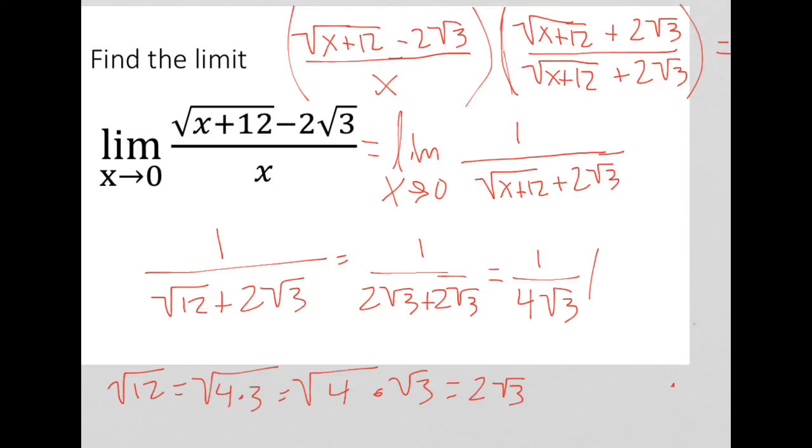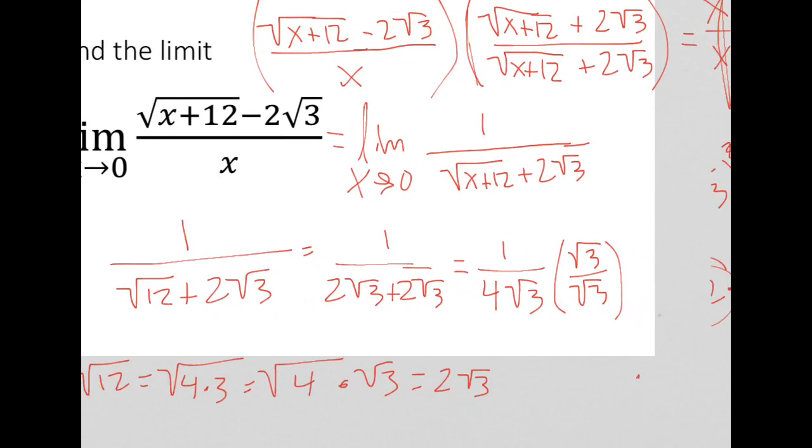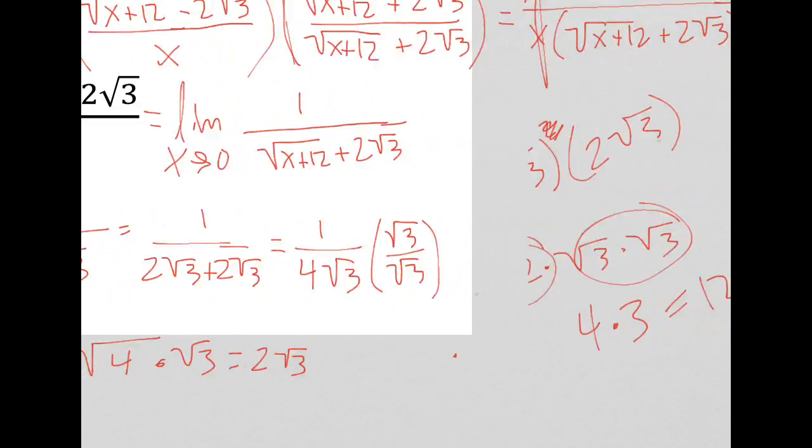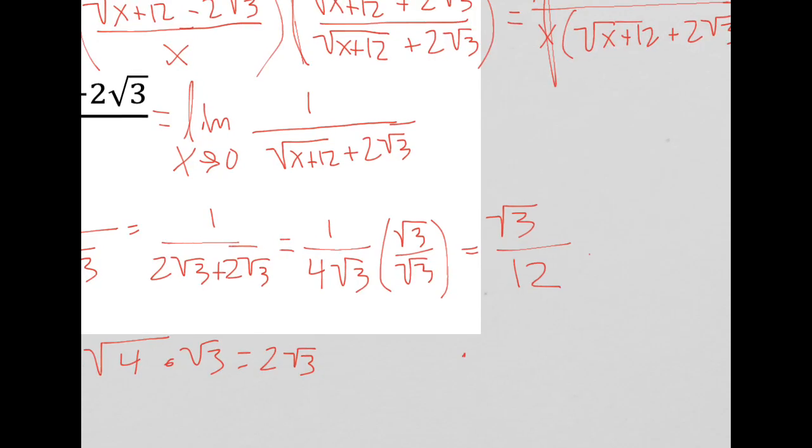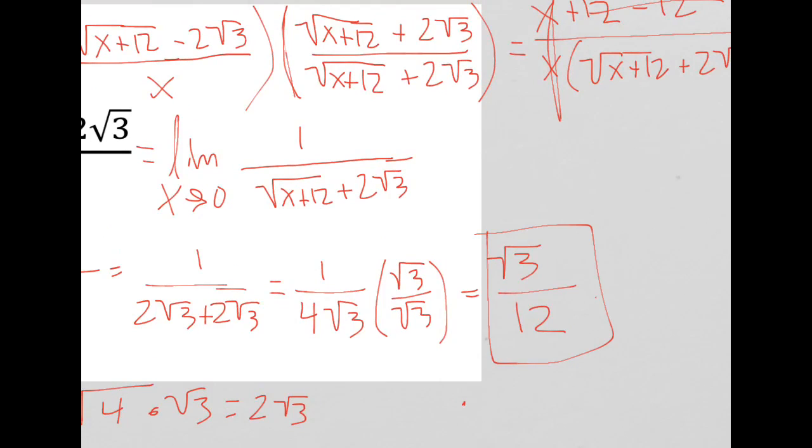And now I want to rationalize that, so I'm going to multiply by root 3 over root 3. And whoa, look at all that work. In the numerator, I'm going to get the square root of 3, and in the denominator, I'm going to get the square root of 3 times the square root of 3, which is 3, times 4, which is 12, and that will be my final answer for this limit problem.